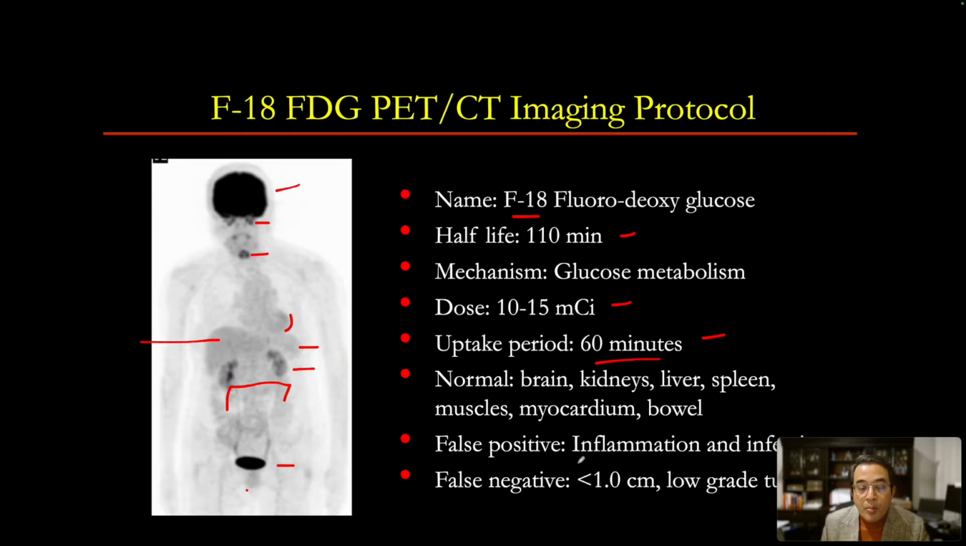Tumors show focal hypermetabolism, and there can be false positives from inflammation and infection. False negative findings are when there is no FDG uptake, but there is cancer present, and this is seen when the lesions are less than 1 centimeter in size and in situations where the patients have low-grade tumors which do not take up FDG.